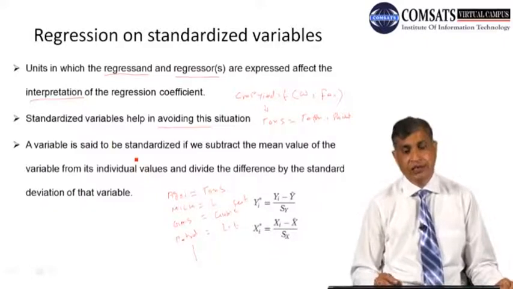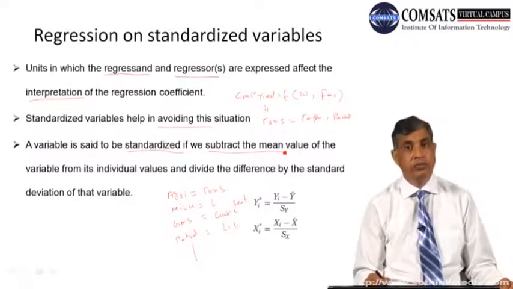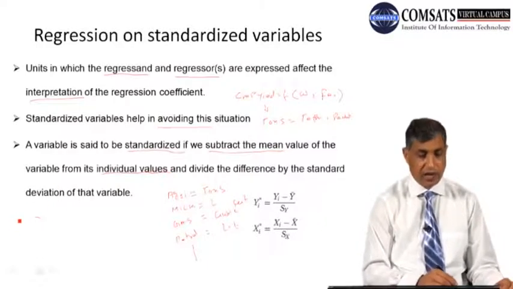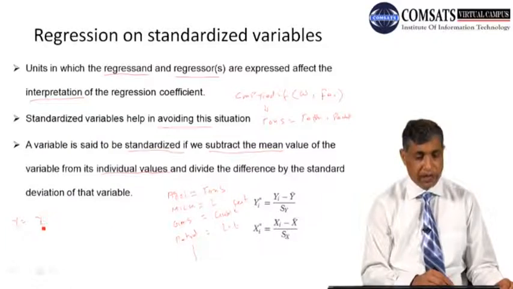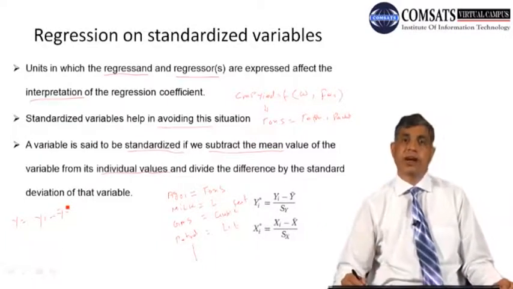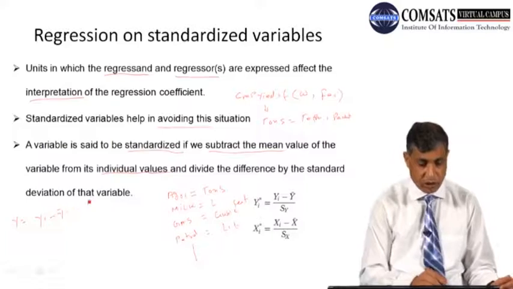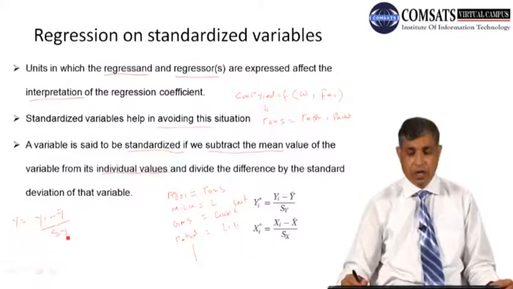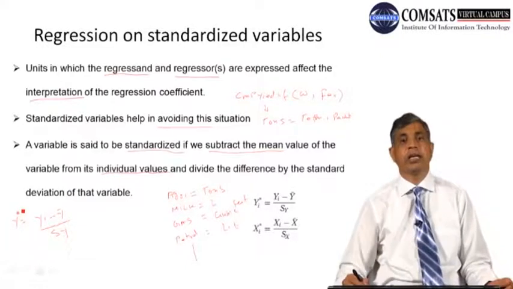So what is the definition? A variable is said to be a standardized variable if we subtract the mean value of the variable from the individual value. I would like to write it here. This is the individual value. For example, we are standardizing y. What is the first step? Subtract the mean from each value. This is yi, and subtract y bar from this. So subtract the mean value of the variable from individual values and divide the difference. Now this is the difference, and divide it by the standard deviation of y. So this will become standardized, and I would like to mention it by a star.